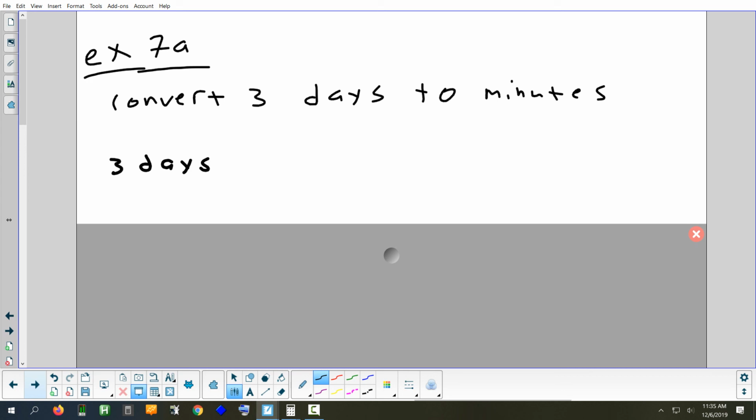So what we're going to do is multiply by conversion factors. We're going to go 1 unit at a time. We're not going to skip all the way from days to minutes. We'll start with days to hours. So when you want to convert between days and hours, what's the conversion between days and hours? 24 hours in 1 day.